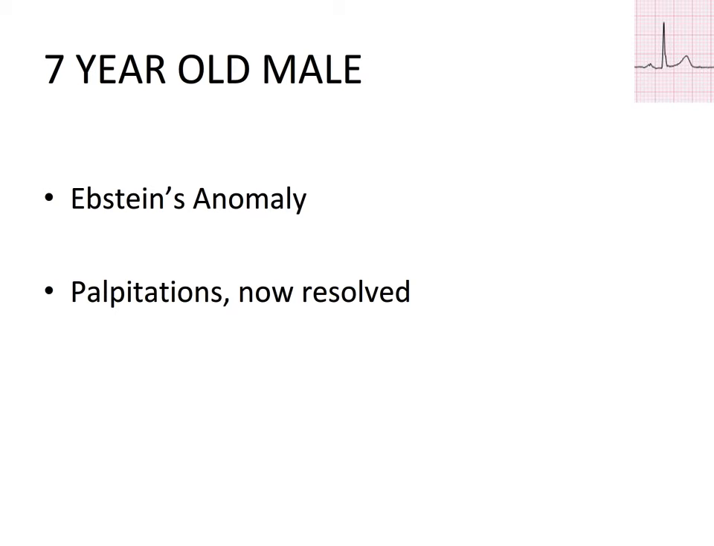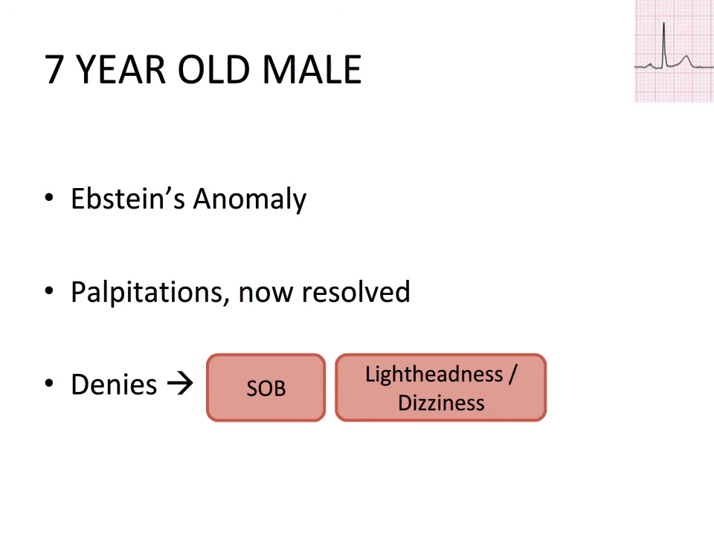Alright, let's try one last case of EKG findings in congenital heart disease. This time you are seeing a 7-year-old male with a diagnosis of Ebstein's anomaly. He presents with complaints of palpitations that lasted for 15 minutes that are now resolved. He denies any shortness of breath, lightheadedness, dizziness, or fever.